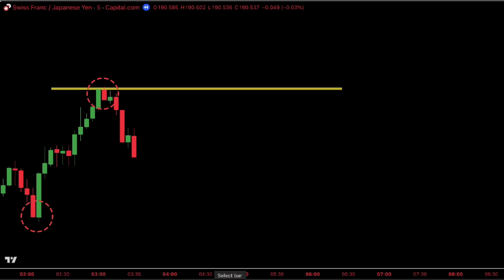At this point, we identify an important area where the market previously reacted. This is where we place our resistance level, because this is the zone where price stopped going higher and reversed. This level is called resistance, because sellers were strong enough at this point to push the market down.